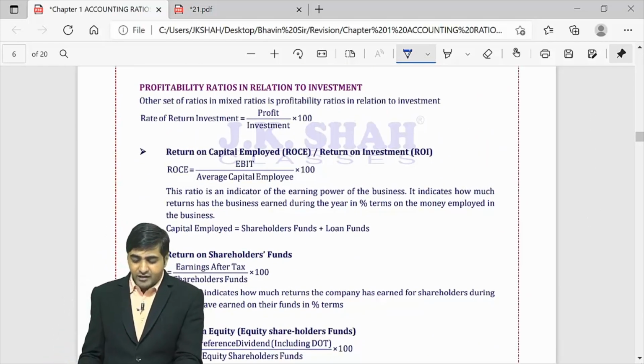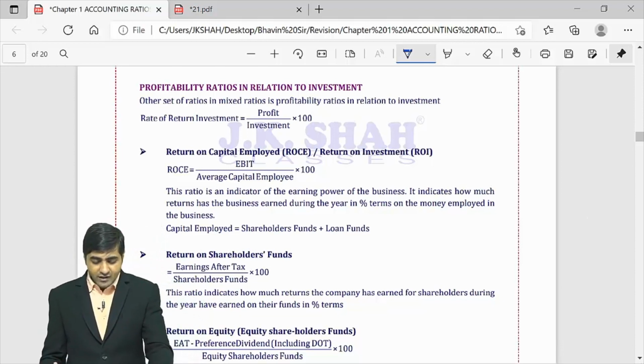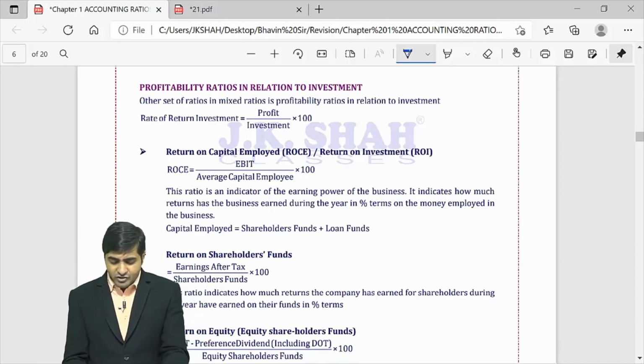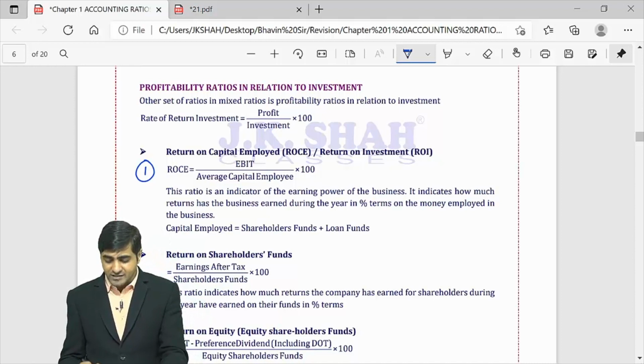Now let us talk about the profitability ratios. While calculating profitability ratios, we have return on capital employed, which is EBIT upon average capital employed into 100. Now in this particular case, sometimes the opening figure will not be available, and in almost all the cases for your return on capital employed, we will take EBIT upon capital employed into 100.